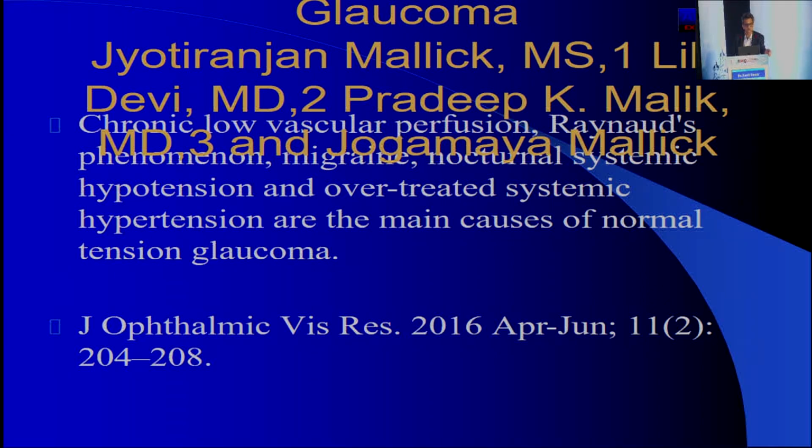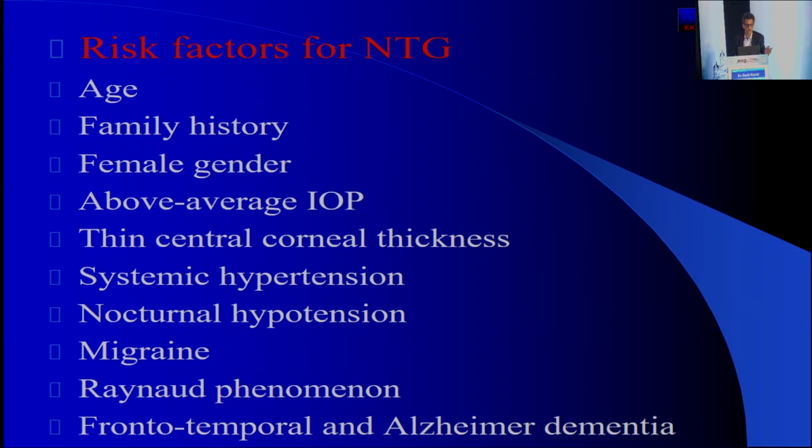So essentially it's chronic low vascular perfusion: Raynaud's phenomena, migraine, hypotension, and over-treated systemic hypertension are the main causes of normal tension glaucoma. You have to be careful about the family history. Females are more affected. Thin central corneas are usually there. The people who have systemic hypertension are the ones who are over-treated and get hypotension.